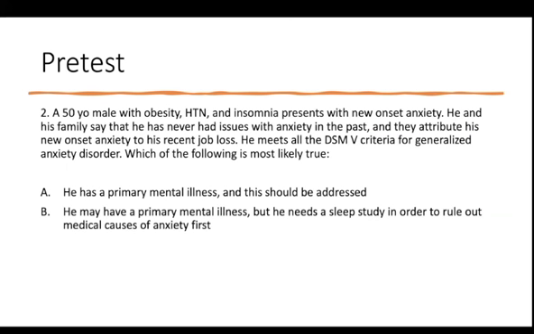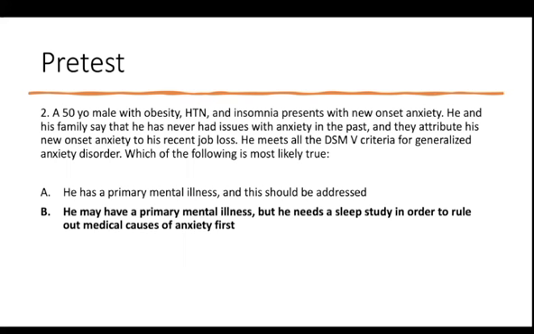A 50-year-old male with obesity, hypertension, and insomnia presents with new-onset anxiety. He and his family say that he has never had issues with anxiety in the past, and they attribute his new-onset anxiety to his recent job loss. He meets all the DSM-5 criteria for generalized anxiety disorder. Which of the following is most likely true? A: he has a primary mental illness, and this should be addressed, or B: he may have a primary mental illness, but he needs a sleep study in order to rule out medical causes of anxiety first. And of course, since this is medical symptoms in psychiatry, the answer here is B.